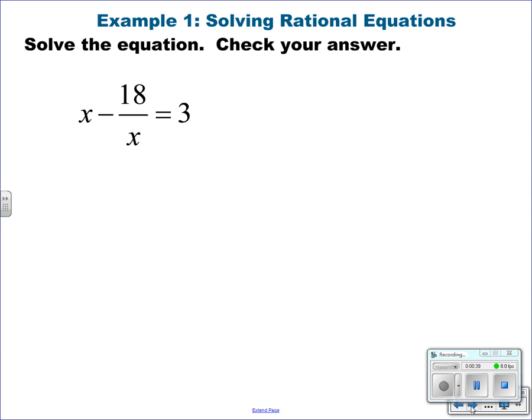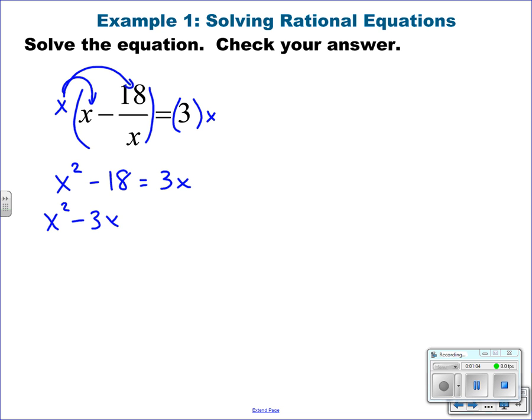So the only thing that I see in the denominator is an x. So if I multiply both sides by x, what I do to one side I have to do to the other. So make sure the x gets distributed to both terms. Distributing it to the first, you get x squared. Distributing it to the second, you get rid of that denominator, so you just get 18 equals 3x.